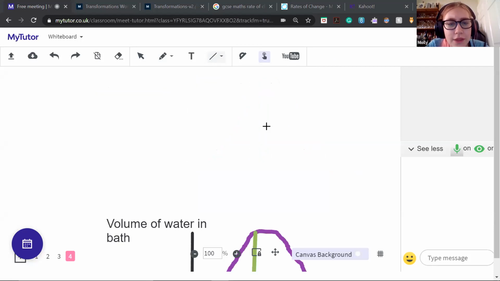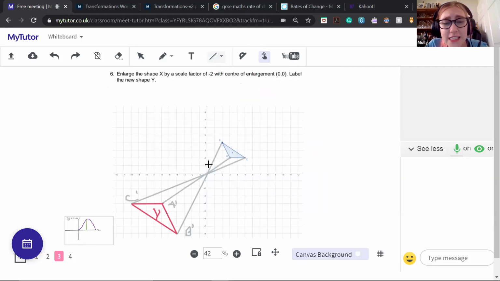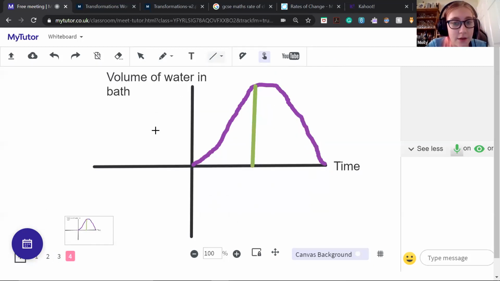Someone said, what level would this be? I'm not sure what you're referring to. Enlargements such as this are probably level 7-ish. And rates of change, the whole topic probably covers right from levels 2 and 3 up to level 8-ish, depending on what the question is. I'll try to tell you roughly what band I think each question is as we're doing it. So for now, this theory is necessary for all levels, foundation and higher.